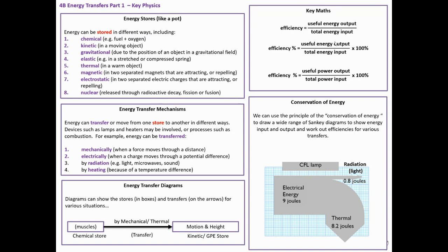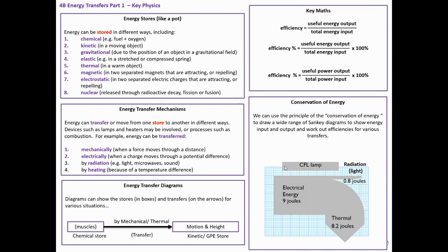Then we've got efficiency, so that's how much energy output over your total energy input, or a percentage efficiency. We take the same thing and multiply it by 100%. It's just like a test score, and I could do that for power as well. So think about a test score. If you got 50 out of 100 in a test, it would be 50 divided by 100, which is an efficiency of 0.5 or 50%.